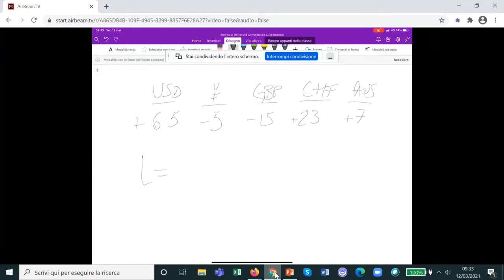So the sum of the long positions would be 65 plus 30, so 95. And the sum of the short positions is 20 in absolute value. So the max of the two is equal to 95. Therefore, the capital requirement would be 8% times 95. Okay.